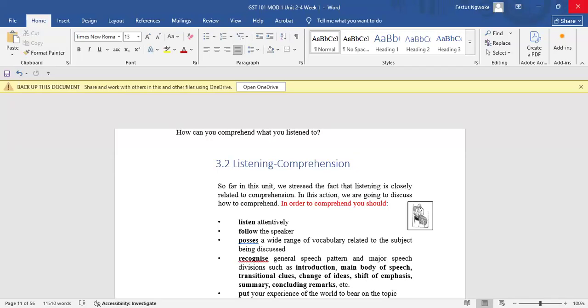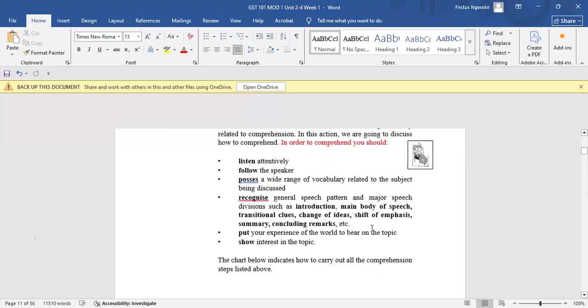So, if you are listening and you focus attention and you follow the speaker and you possess a wide range of vocabulary, it will not be difficult for you to recognize the concluding remarks. Or it will not be difficult for you to know when this person is talking about the summary. So these are very, very important, and we ought to note this.